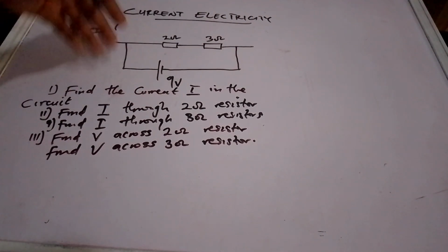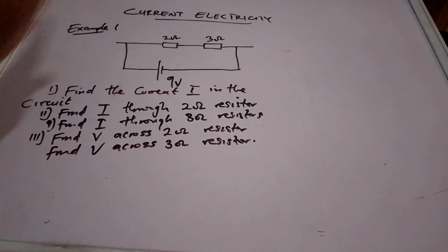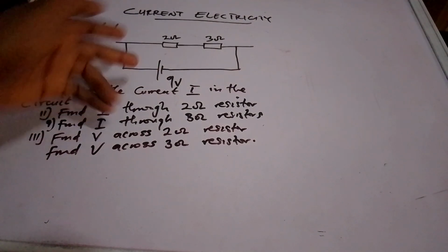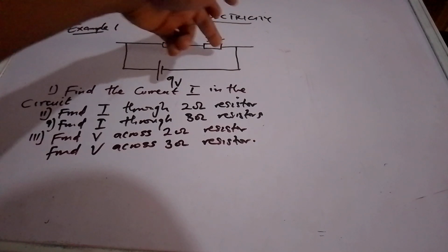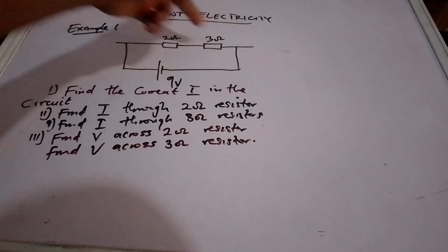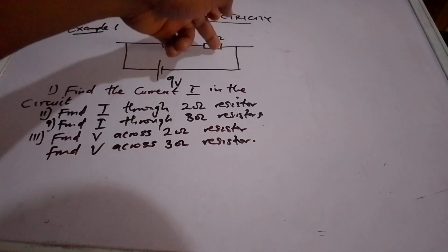What's the current supplied through this circuit? Then number 2, we want to find the current through these 2 ohms. We want to find the current through this one, through 3 ohms. Find the voltage across this and find the voltage across this.